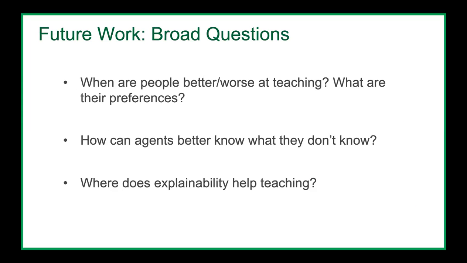And the last open question slide is, so thinking about where are people better or worse at teaching? That's what I was just talking about. What are their preferences, which could be different than where they're best. But remember, I was talking about that at the very end, the student trying to ask for help. I think this is going to be really important. If the agents can better know what they don't know, that's going to be huge for helping the student better ask for teacher help. And I think explainability is going to be really important here.